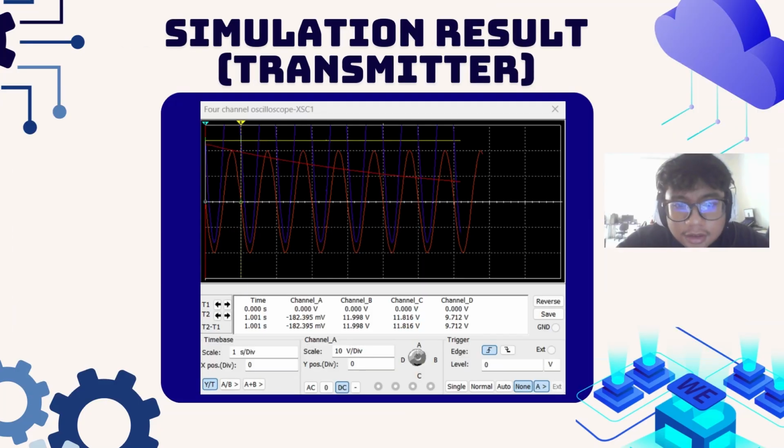This is the simulation output for transmitter. First, the yellow trace at the top represents our stable 12 volt DC power input. The blue and orange traces, channels B and D, show our oscillating signals. Channel B displays the high frequency oscillation, while channel D shows the signal at a different stage, likely after filtering or amplification, with a measured value of 9.7 volt at the 1 second mark. Finally, the red trace, channel A, shows a signal drifting towards zero.